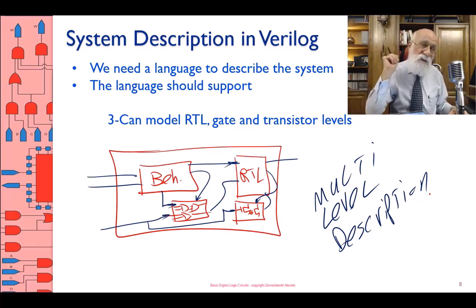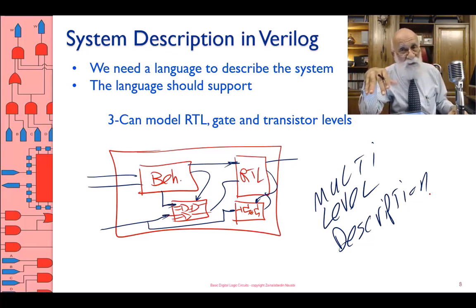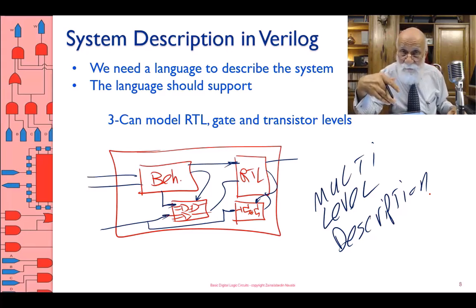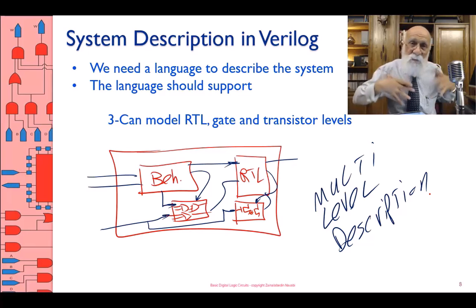So let's say I have my description. Why did I describe part of it at the transistor? Why behavioral? Why this? Why that? That doesn't matter. That was my choice of design. Nevertheless, I have to test it. How do I test it?